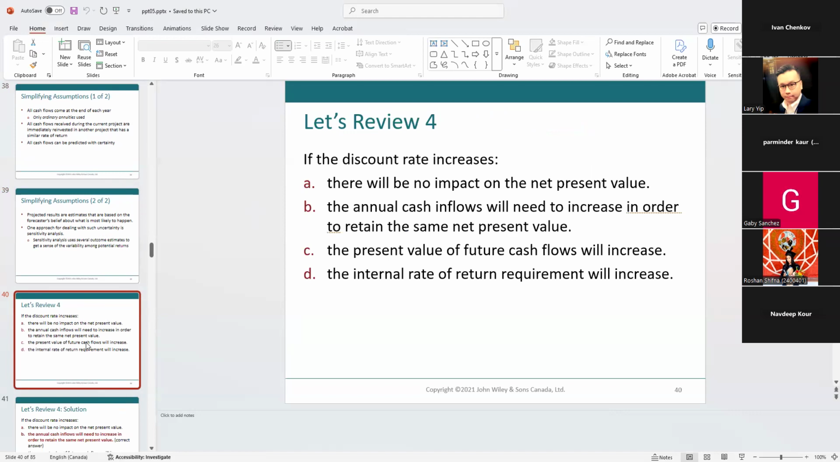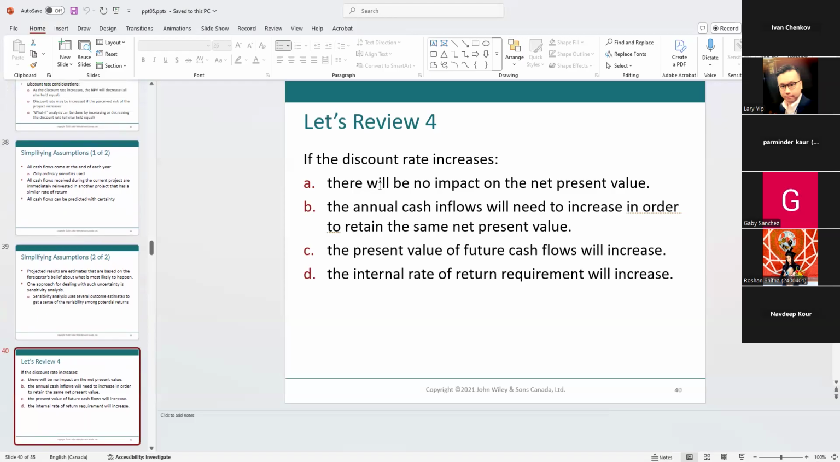So tell me, what do you think here? What's going to happen if the discount rate increases? B, which one, sorry? The second one. Yes, the second one is the answer.